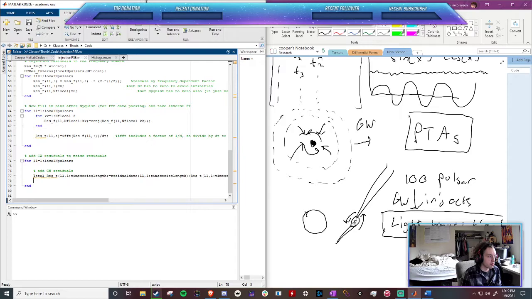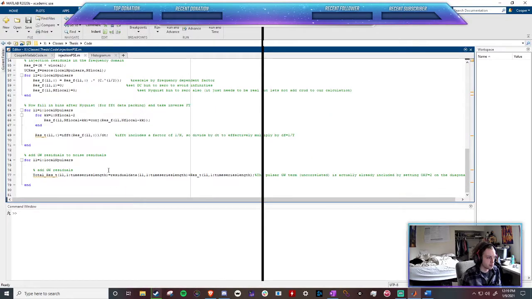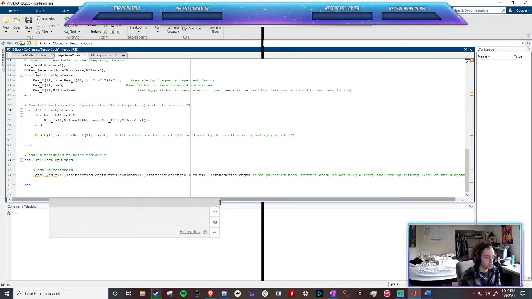And it spits out the difference in light travel time.